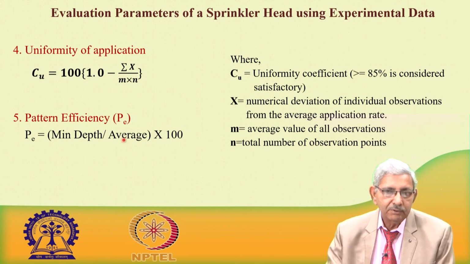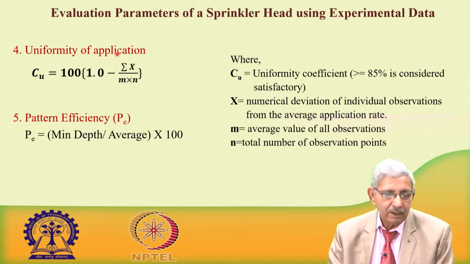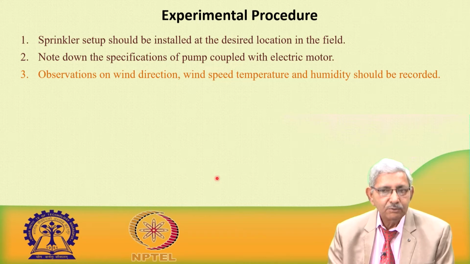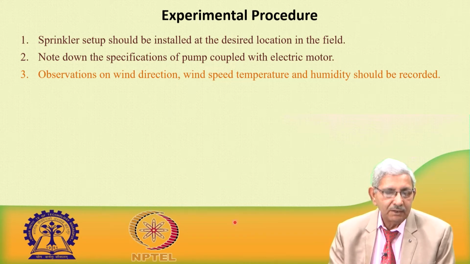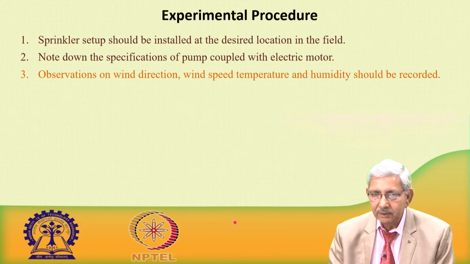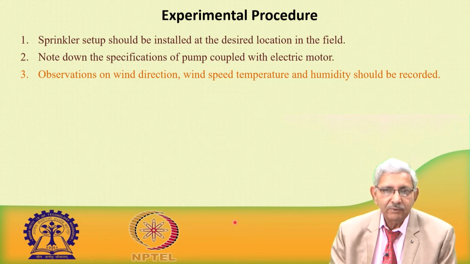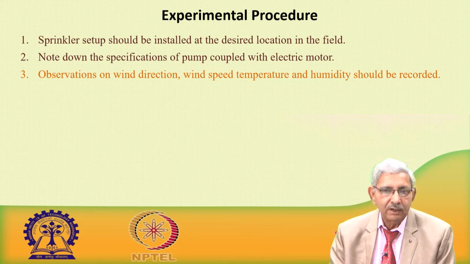The other part of evaluation is uniformity of application. This part I have already told you. Now, we will demonstrate how the parameters which I have told you are to be determined, how to find out the emission uniformity, and how the data should be collected. So, I am just giving you the experimental procedure, and then we will operate one sprinkler head in the field, so that you will also study and learn from that.